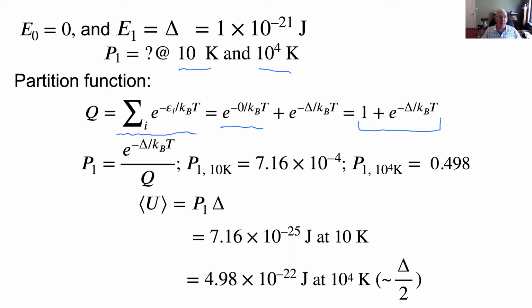The probability of being in state 1 is the term from state 1, which is this one here, right? So it's this piece divided by the whole queue, right? So that gets me this expression here, which I evaluate with the delta that I've got there, right? And I do it at 10 Kelvin. At 10 Kelvin, kT is equal to what?